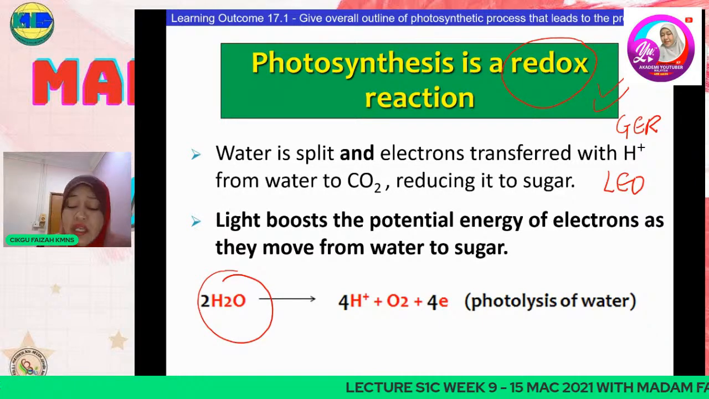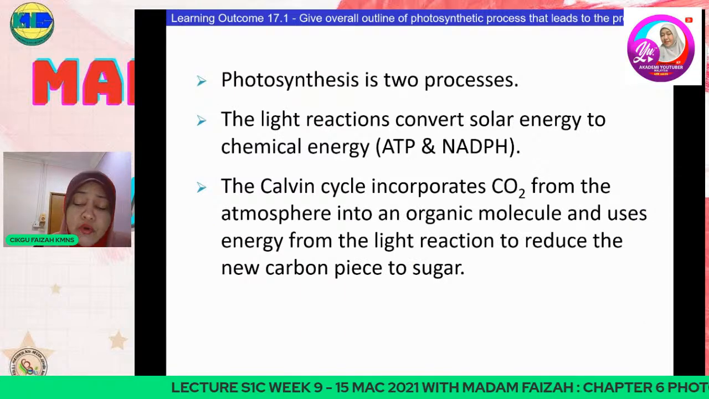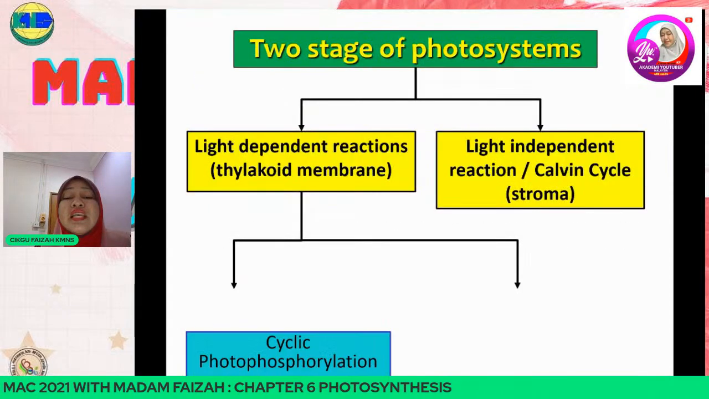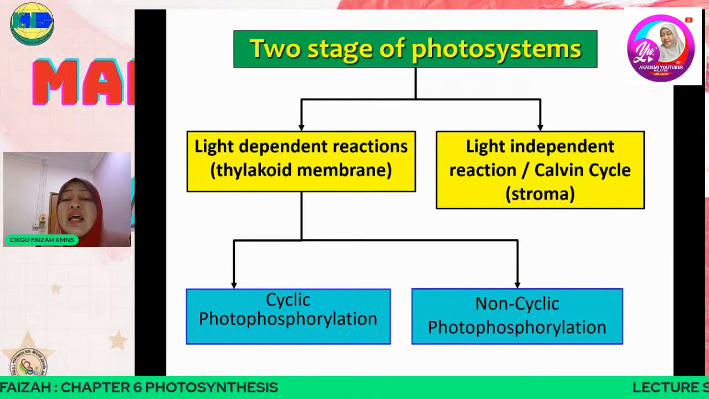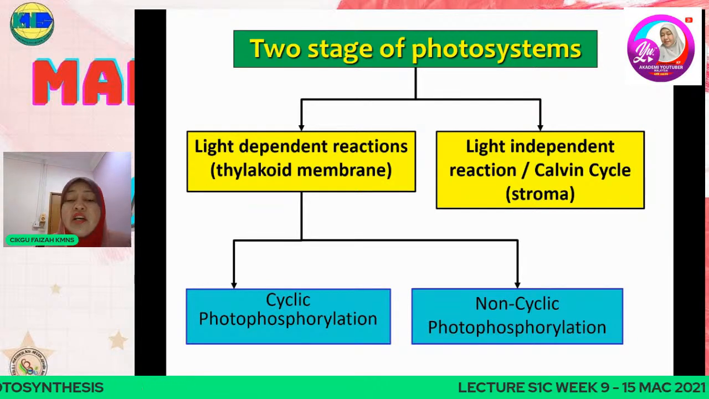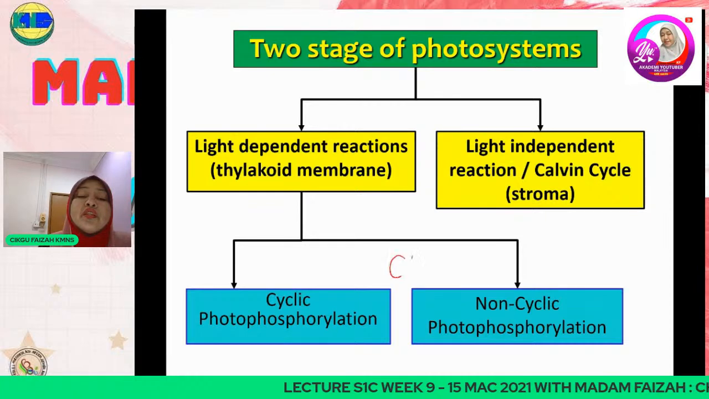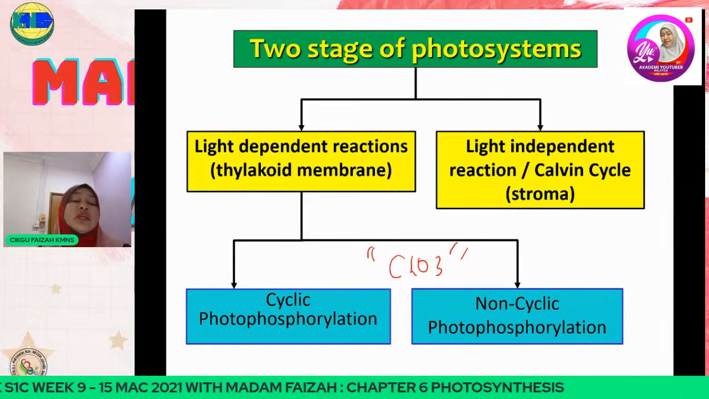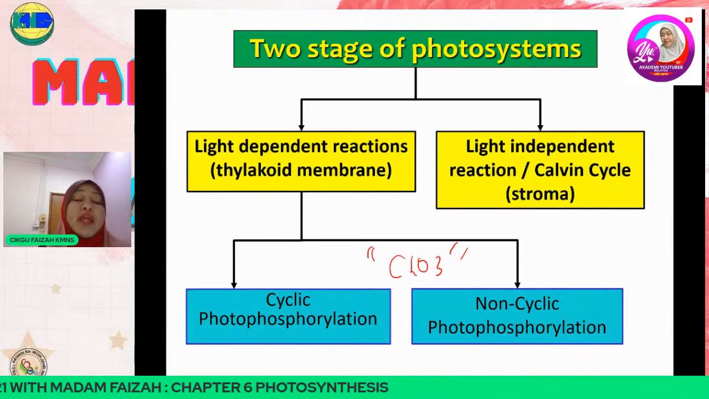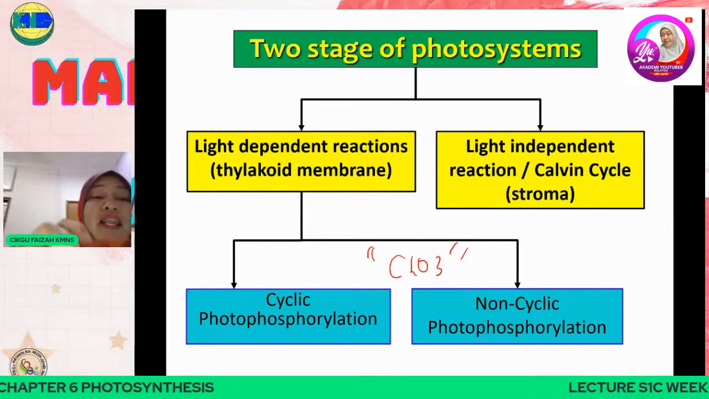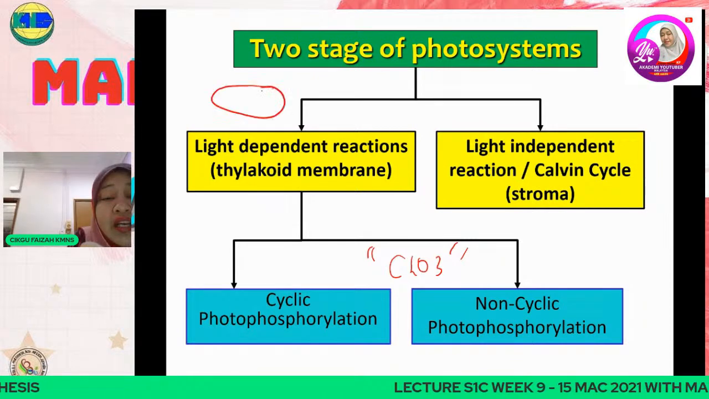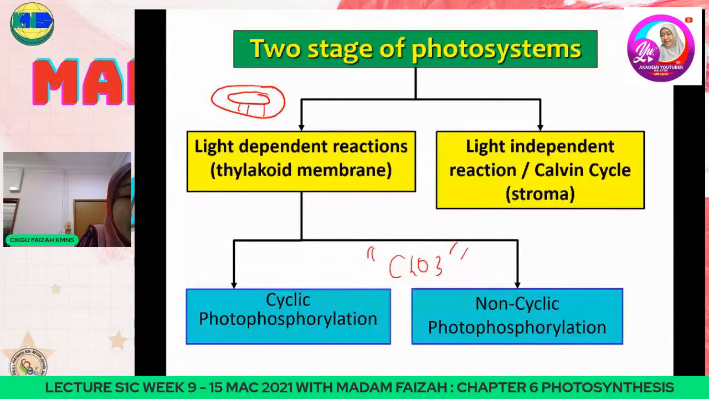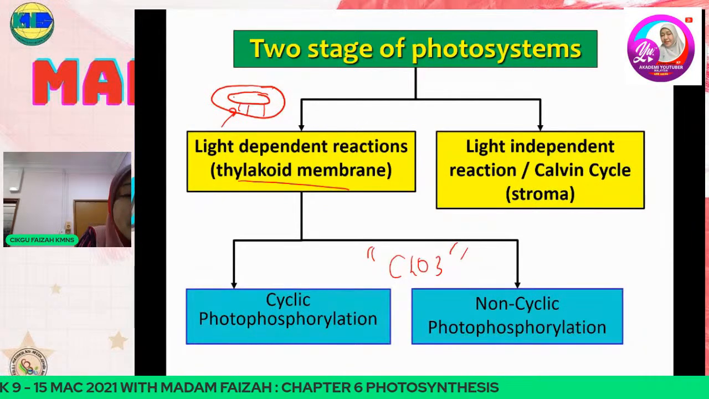Water is one of the raw materials during photosynthesis. Photosynthesis has two reactions, the light dependent reaction and the light independent reaction. We will discuss these two in detail during tutorial, because this is more under CLO3. Where does the light dependent reaction occur? If teacher asks you, thylakoid, so you draw a thylakoid, class. Which part of the thylakoid? The membrane, the thylakoid membrane.